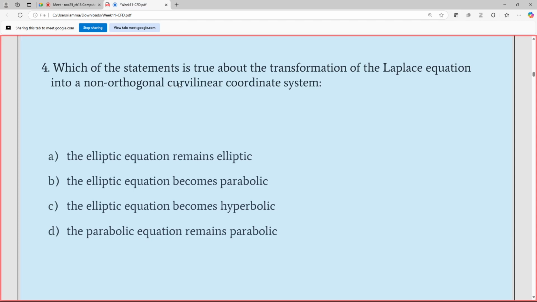Which of the following statement is not true about the transformation of Laplace equation into a non-orthogonal curvilinear coordinate system? So question is asking about the transformation of the Laplace equation into a non-orthogonal curvilinear coordinate system. Options are: first option, the elliptic equation remains elliptic. Option B, the elliptic equation becomes parabolic. Option C, the elliptic equation becomes hyperbolic. Option D, the parabolic equation remains parabolic.